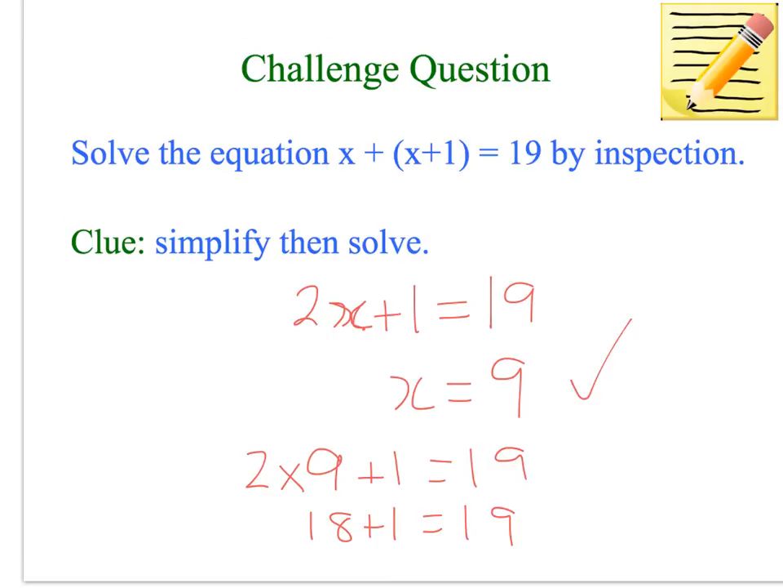Okay, this should be pretty easy for you to just solve the equations by guess and check. So inspection, just looking at them and working out the answer.